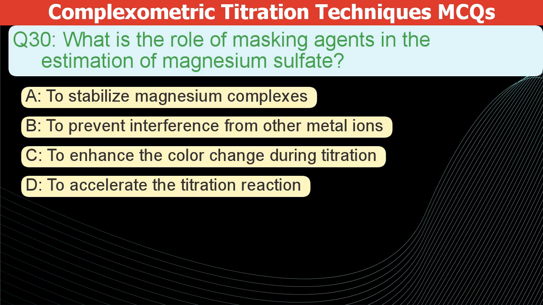What is the role of masking agents in the estimation of magnesium sulfate? A. To stabilize magnesium complexes. B. To prevent interference from other metal ions. C. To enhance the color change during titration. D. To accelerate the titration reaction.